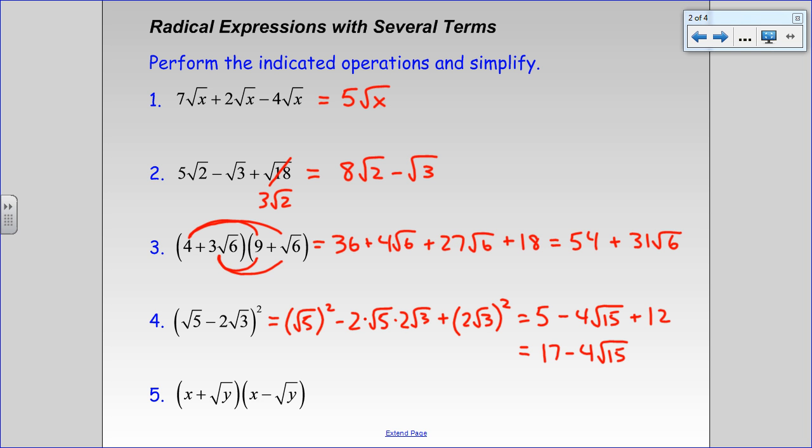Finally, in problem 5, we can apply the difference of 2 squares pattern. So we have x squared minus the square root of y squared. But the square root of y squared is just y. So our answer is x squared minus y.